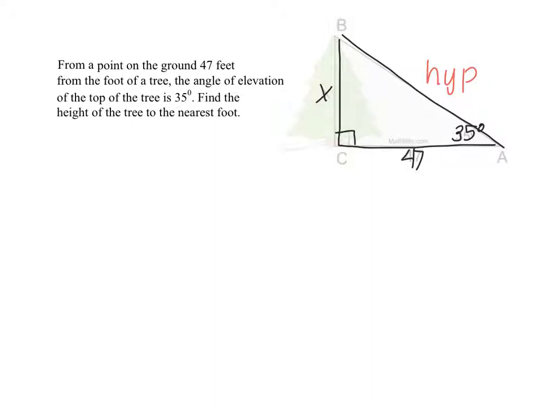I know that the side I'm standing on is the adjacent side, and across from me is the opposite side. So which trig ratio, if we go back to that mnemonic device of SOHCAHTOA, am I going to use if I'm standing here at 35, trying to find the opposite, and I have the adjacent? That's right, I'm going to use the tangent. So I'm going to use the trig ratio for the tangent, and here's what that looks like.